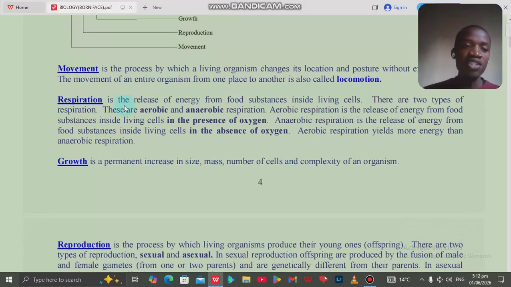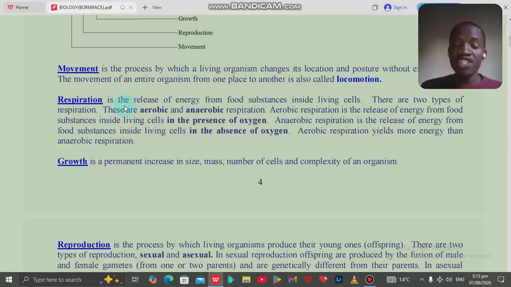Another one now is respiration. Now, respiration is the release of energy from food substances inside our living cells. And there are two types of respiration. These are aerobic respiration and anaerobic respiration. You understand aerobic respiration as the type of respiration which involves the release of energy from food substances inside our living cells in the presence of oxygen.